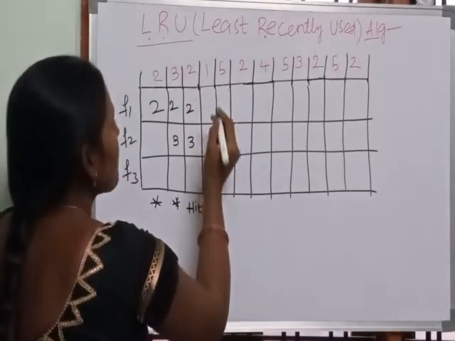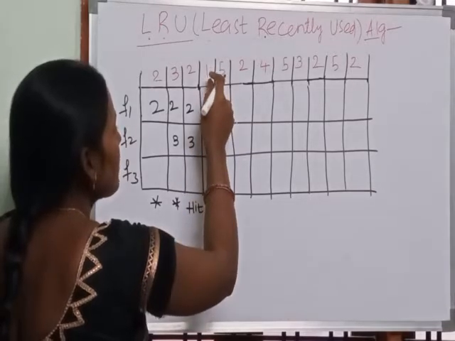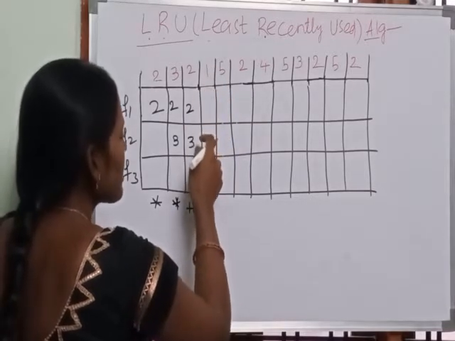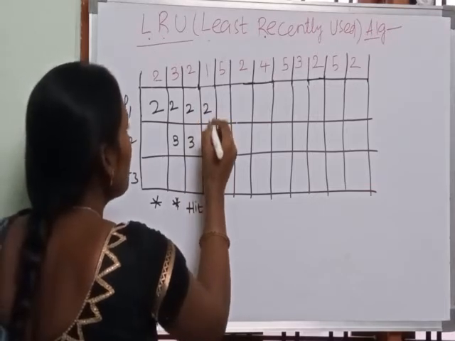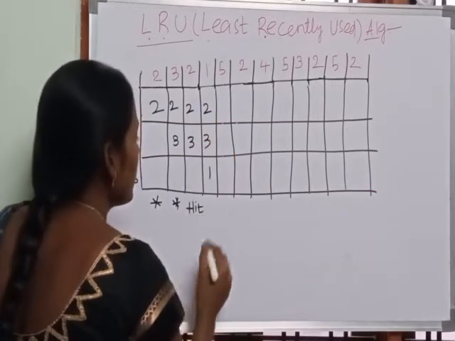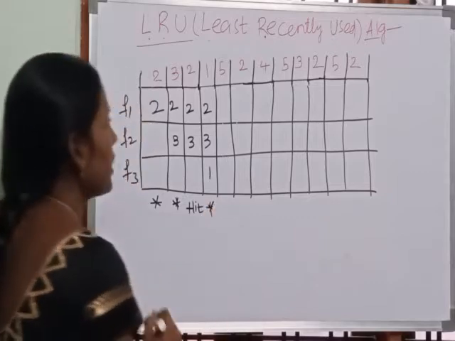Now 1. So the CPU is requesting 1. Now 2 and 3 are there, so 1 is to be entered into the frame. Now 2, 3, 1. Now this is also a page fault.